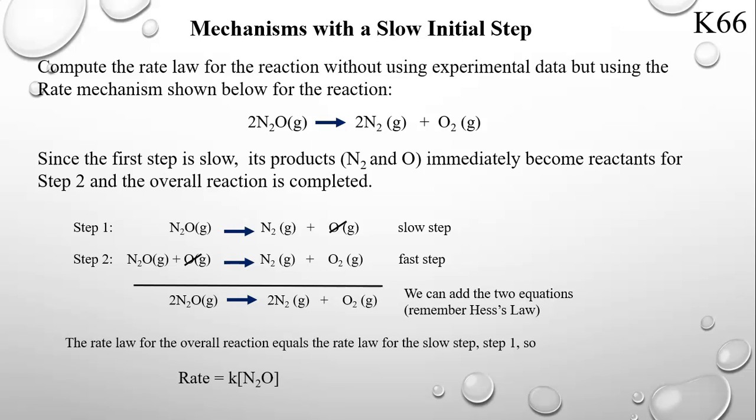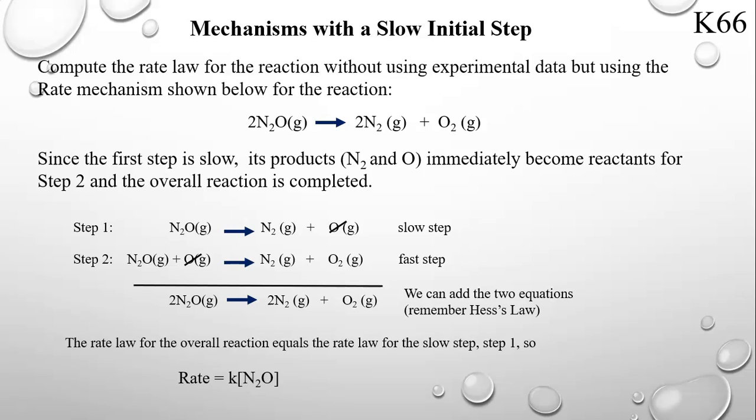So the rate law for the overall reaction equals the rate law for the slowest step. That would be rate equals k times the concentration of N2O. So step 1 is the slow step. It only has one reactant, that's N2O. So the rate law for step 1 is going to be rate equals k times the concentration of N2O. And if you look up at the overall reaction on the top, that's going to be the rate law for that reaction.